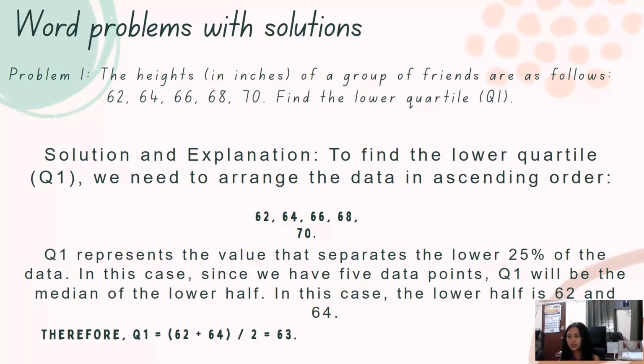In this case, since we have 5 data points, Q1 or quartile 1 would be the median of the lower half. In this case, the lower half is 62 and 64. Therefore, quartile 1 equals (62 plus 64) over 2, which is 63. So our answer for problem 1 is 63.